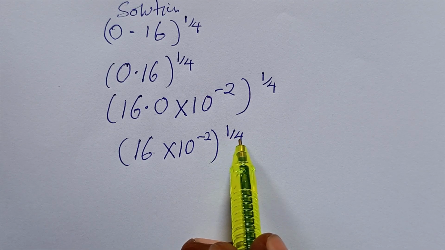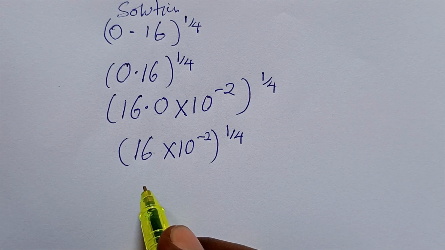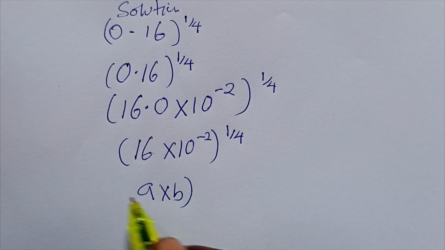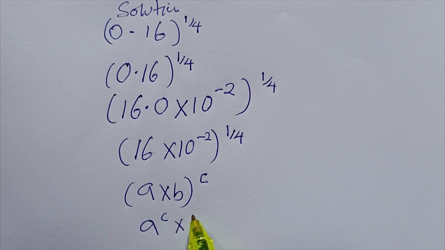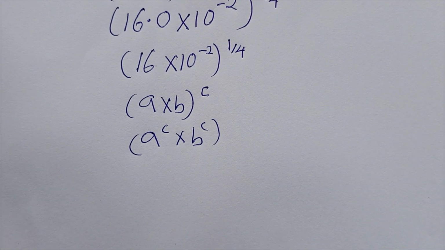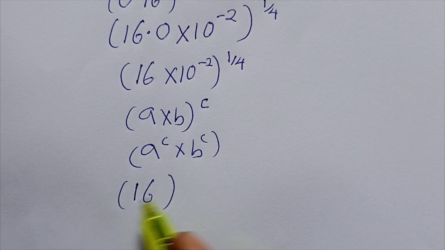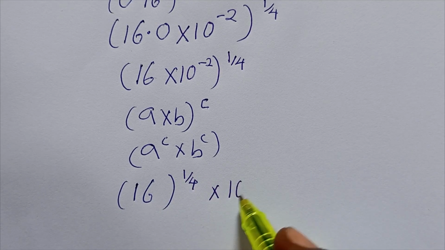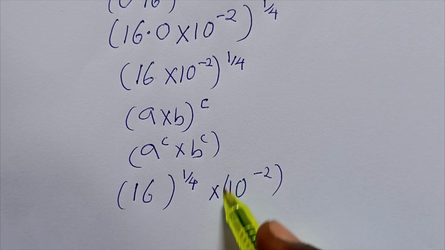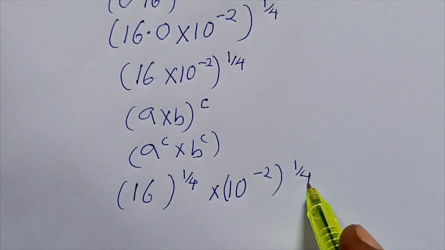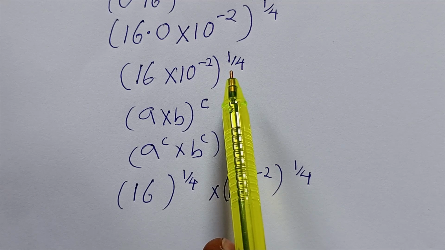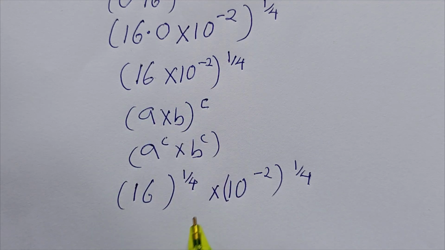if we have a times b all to the power of c, technically what it means is a to the power of c times b to the power of c. So hence we'll apply that here. So we'll have 16 to the power of 1 over 4 times 10 to the power of minus 2 all to the power of 1 over 4. So we actually distributed this 1 over 4 to all the terms in the bracket. So this is what we'll have.